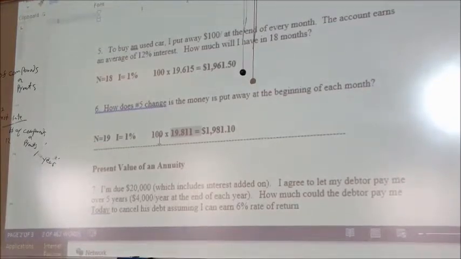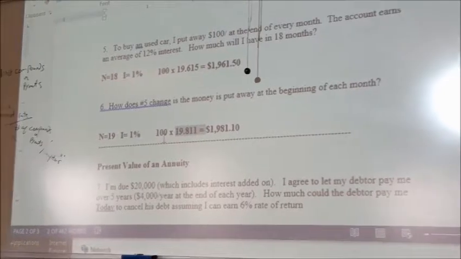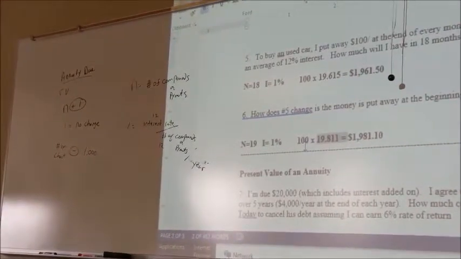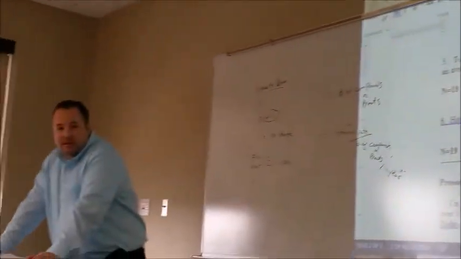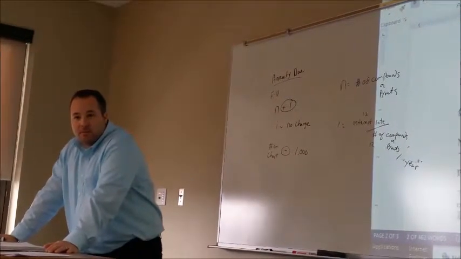Any questions over 4, 5, or 6? The future value of $1, and how you might change the charts if it's a beginning of the month payment.